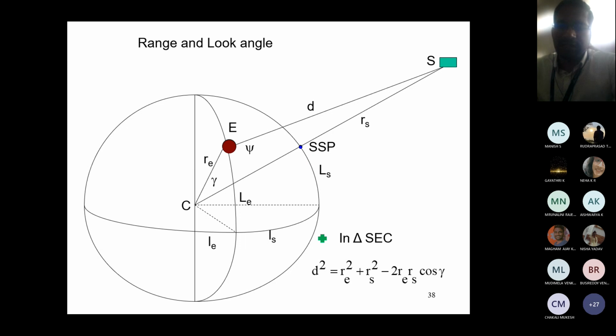Now in the triangle, I can write the square of this distance is equal to r square plus rs square, by applying the cosine law to the triangle. We can write it like this.